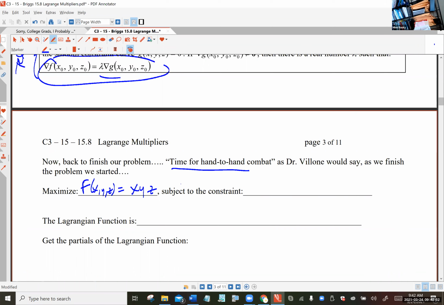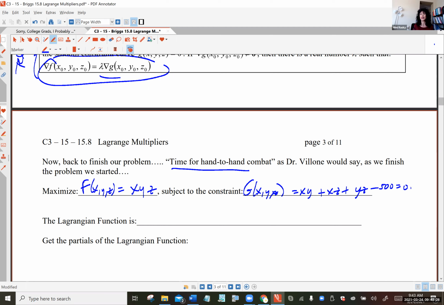Subject to the constraint, which we call big G of x, y, z. This is the surface area. They gave us a certain amount of material, and we're constrained by that. So I'm going to rewrite it: xy plus xz plus yz minus 500 equals 0. Okay, so there's our big G.